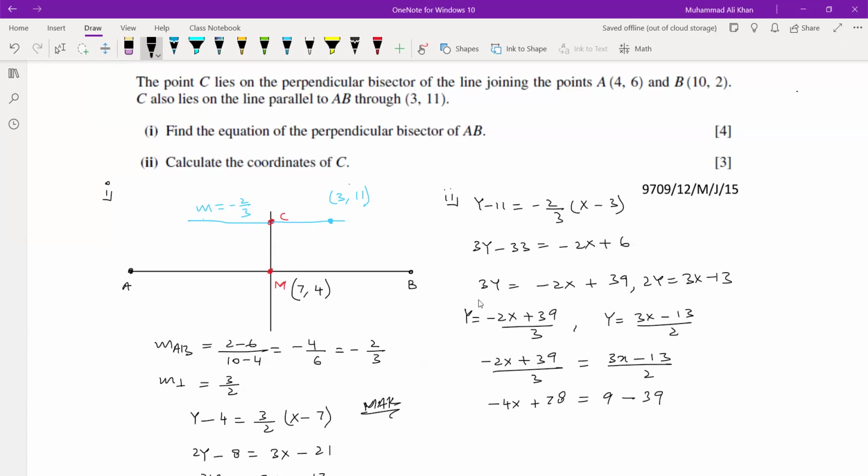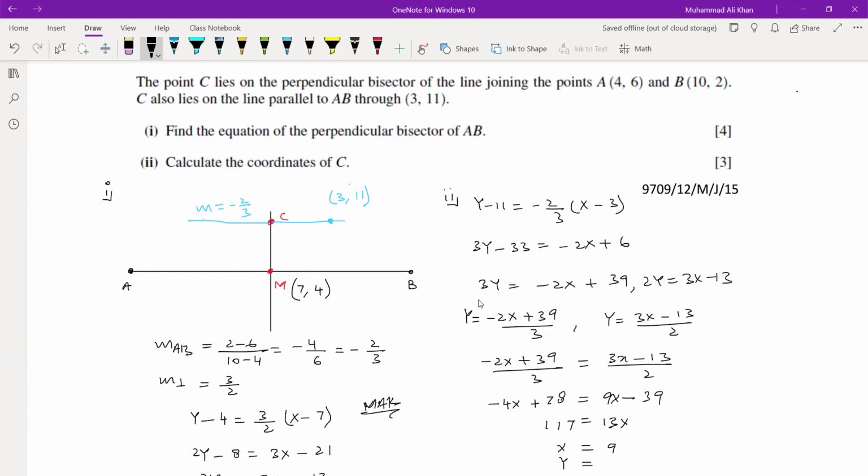So 9x plus 4x is 13x. 78 plus 39 is 117. Divided by 13 is 9. x is 9. What is the value of y?